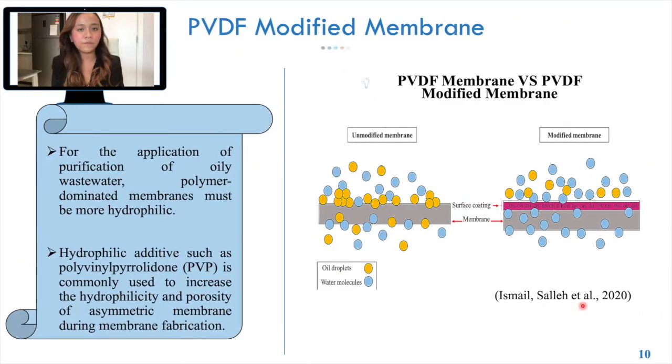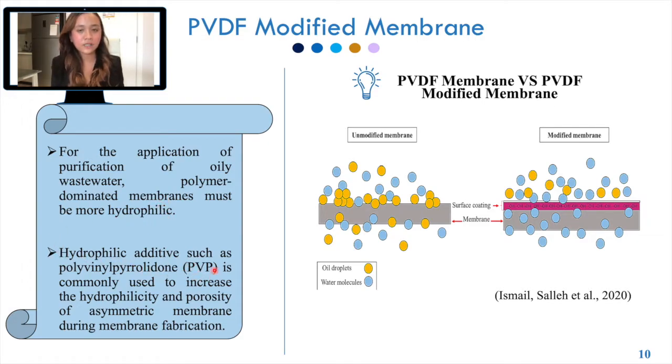Due to the fouling, PVDF needs to be modified in order to increase the flux. Indeed, it is generally agreed that for the application of purification of oily wastewater, polymer-dominated membranes must be more hydrophilic in order to prevent the adhesion of oil droplets on the membrane surfaces.